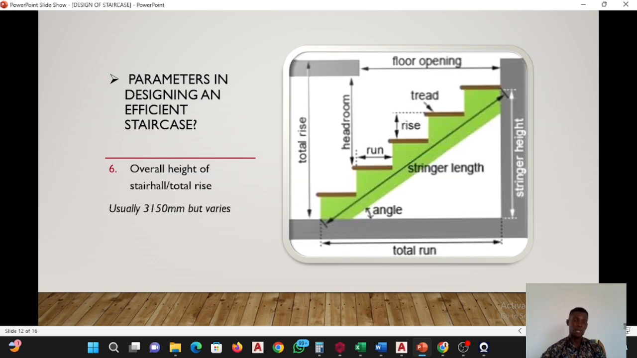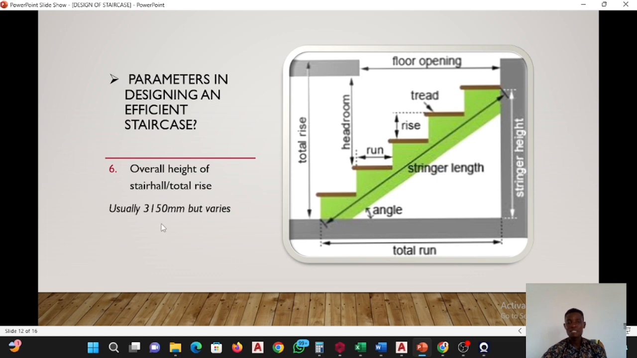The sixth parameter is the overall height of stair or total rise. So from the top of one floor to the top of the next floor is regarded as the total rise. Top of this floor, this is another floor. So from the top of this floor, this concrete casting or probably the tiling, to the top of the next tile or the next floor is what is regarded as total rise.